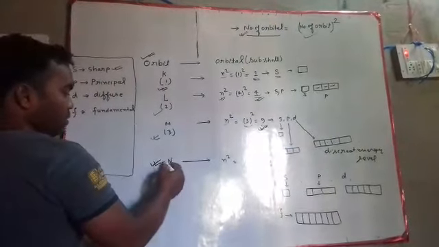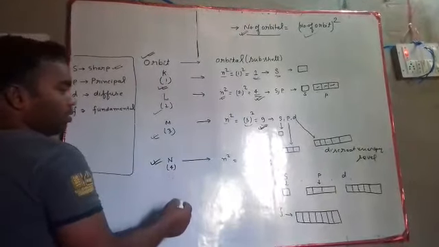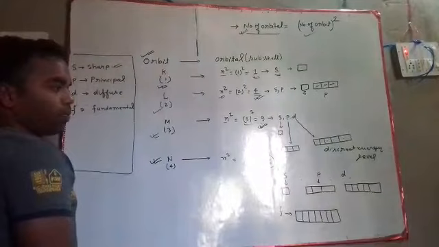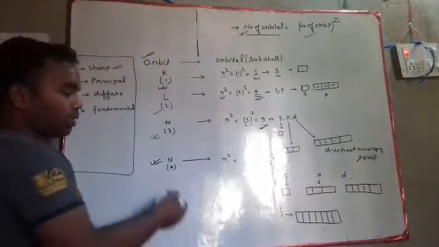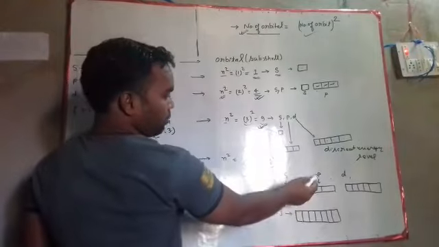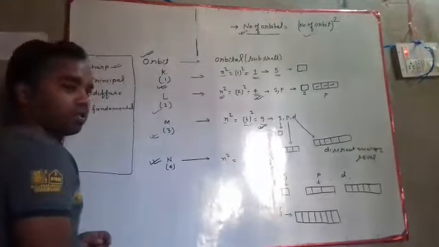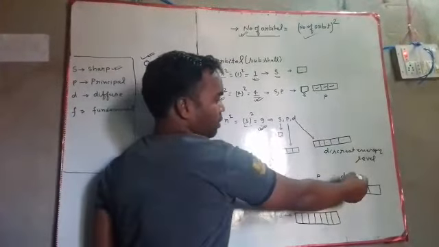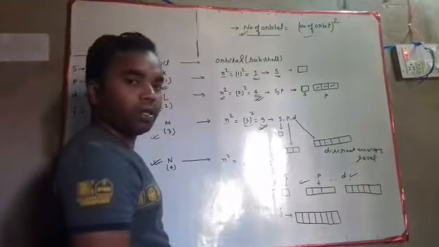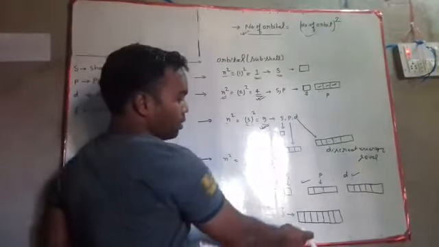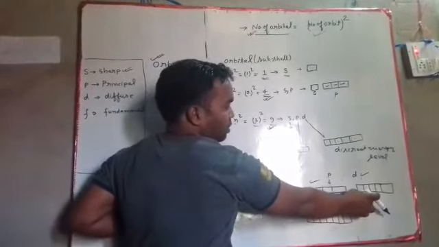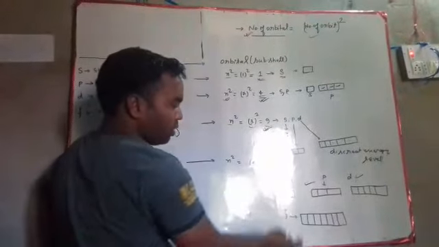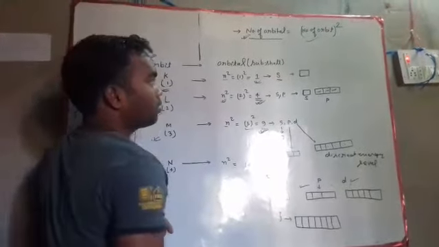Now orbit number 4. How many orbitals will you have? 4 square, that is 16. Now what are the names of the orbitals present in it? S, P, D and F orbitals. For S you will draw a single box, for P 3 boxes, for D 5 boxes, and for F 7 boxes. So how many boxes can you count here? 7, 7 plus 5 is 12, 12 plus 3 is 15, and 1, 16. You can get this.